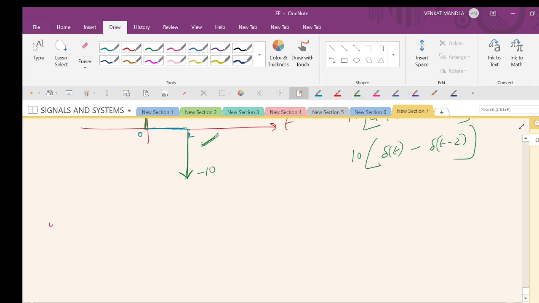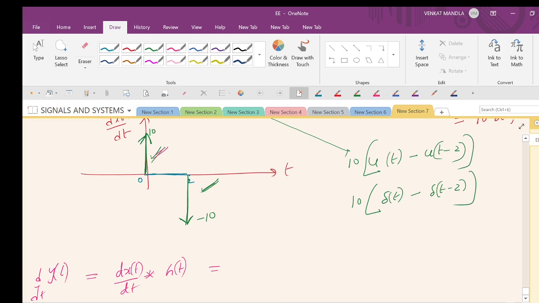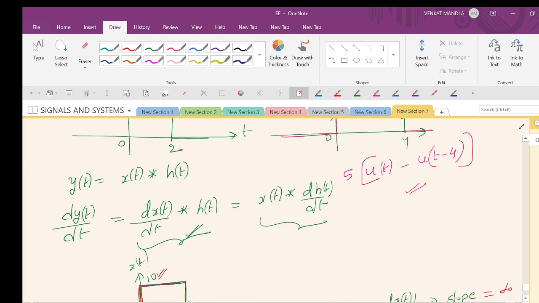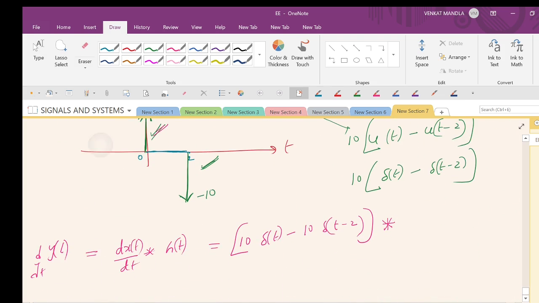So dy(t)/dt equals dx(t)/dt convolution with h(t). dx(t)/dt is this. This can be written as 10 delta t minus 10 delta t minus 2 convolution with h(t). h(t) can be written as this one, 5 into u(t) minus u(t minus 4).